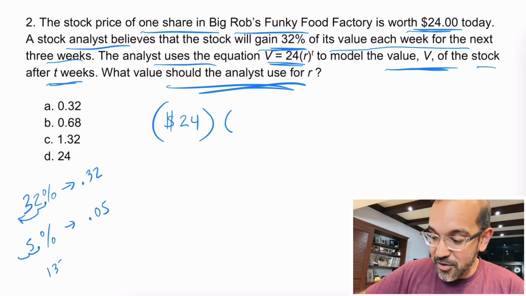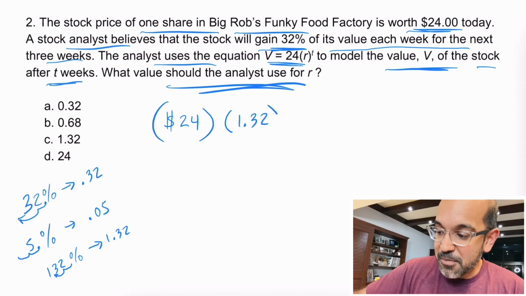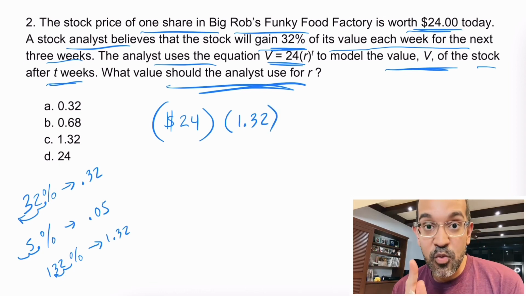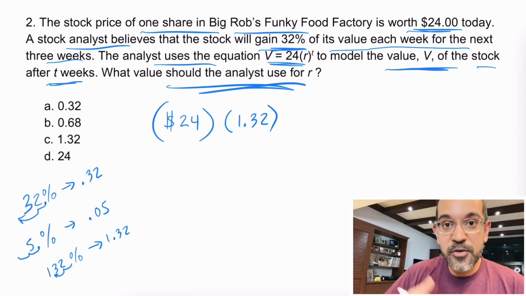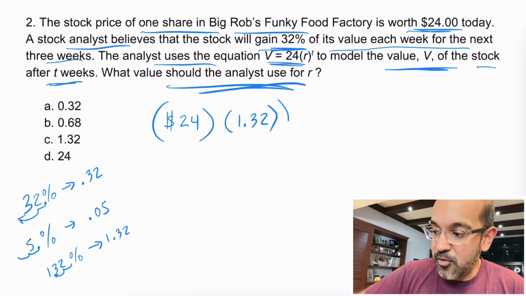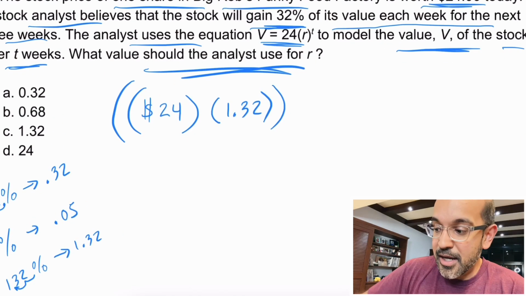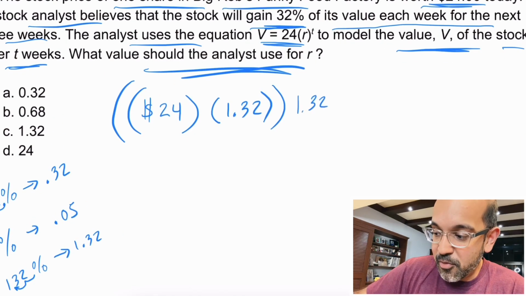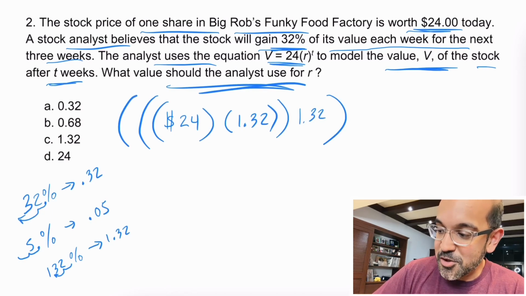right? So 132% as a decimal would be what? Take it 2 to the left, it would be 1.32. So you would be multiplying it by 1.32. That would be for 1 week, okay? But say you wanted to do it for another week and another week and another week. Well, you would take whatever result you got here and then multiply that by 1.32. And then if you wanted to do it again, you'd multiply that by 1.32.